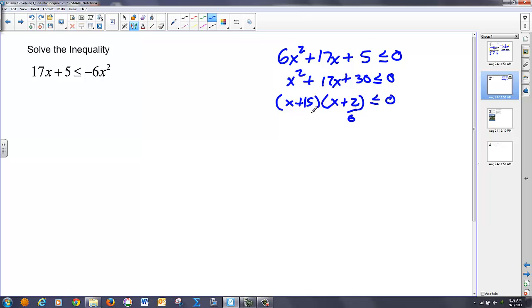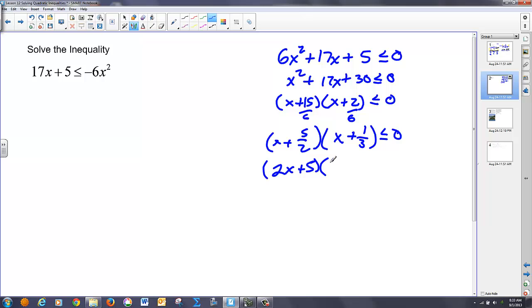Divide by the 6. Get 5 halves and 1/3. Bring the denominators forward, get 2x plus 5 and 3x plus 1, leaving me with critical numbers of negative 5 halves and negative 1/3.